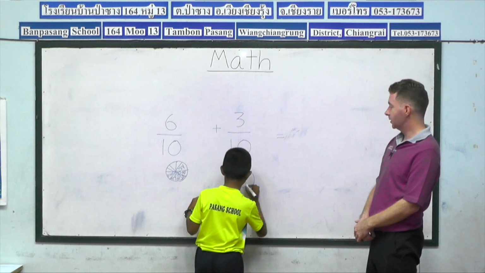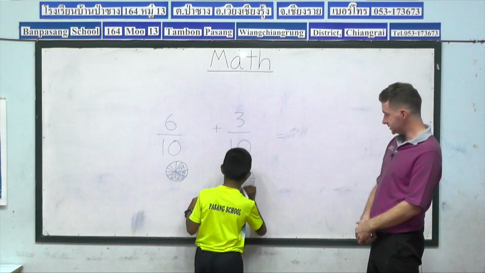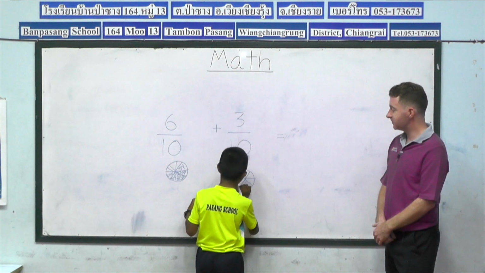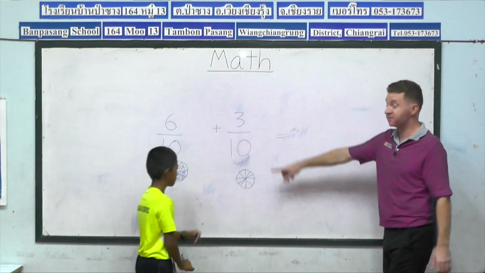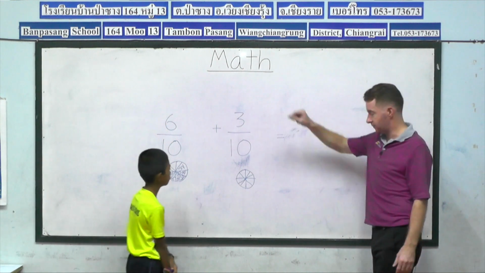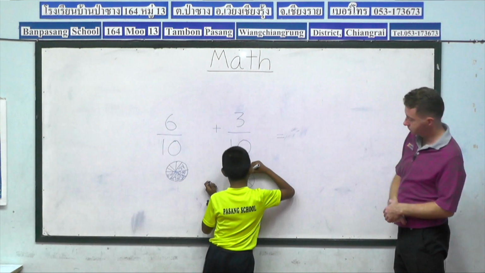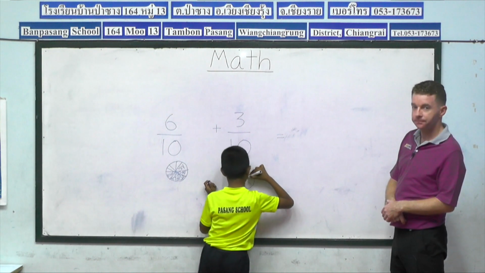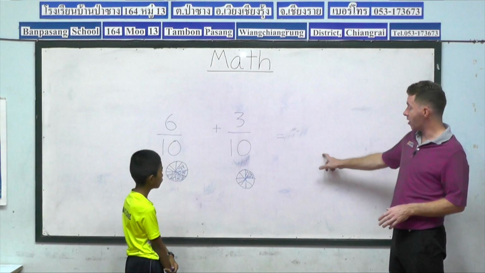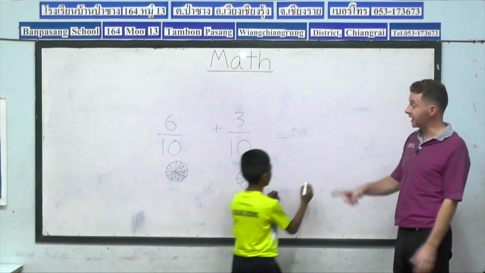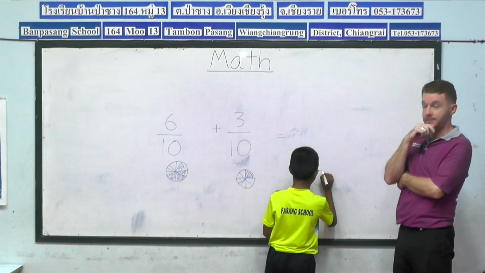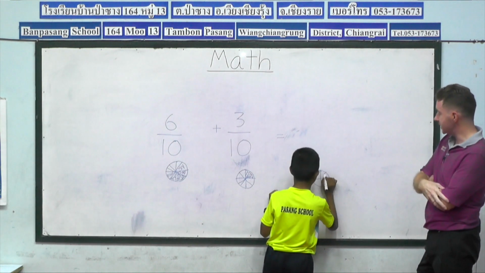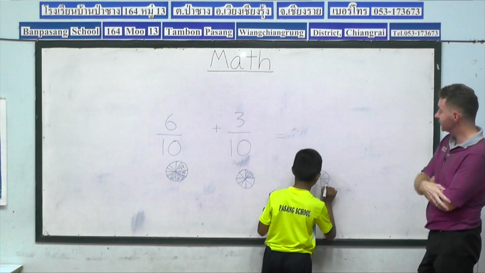2, 4, 6, 8, 10. Well done, Pat. And this time, how many parts? 3. 2, 3. Okay, so now for our answer, we need 1 more circle. And how many parts to the circle? 10. 2, 4, 6, 8, 10.